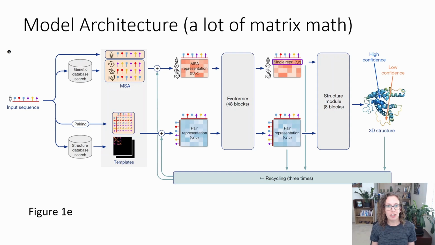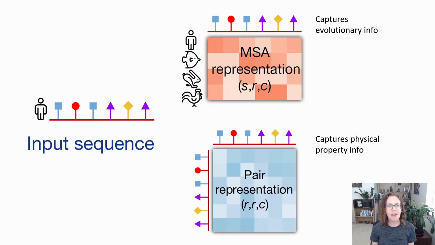So figure 1E shows the model architecture. And so machine learning models involve a lot of matrix math. You're starting on the left with the input sequence, so a sequence of amino acids. And this is represented in 2 key ways. And I'm actually going to zoom in on this part of the diagram because I think it's really important, and then I'll come back to the whole thing.